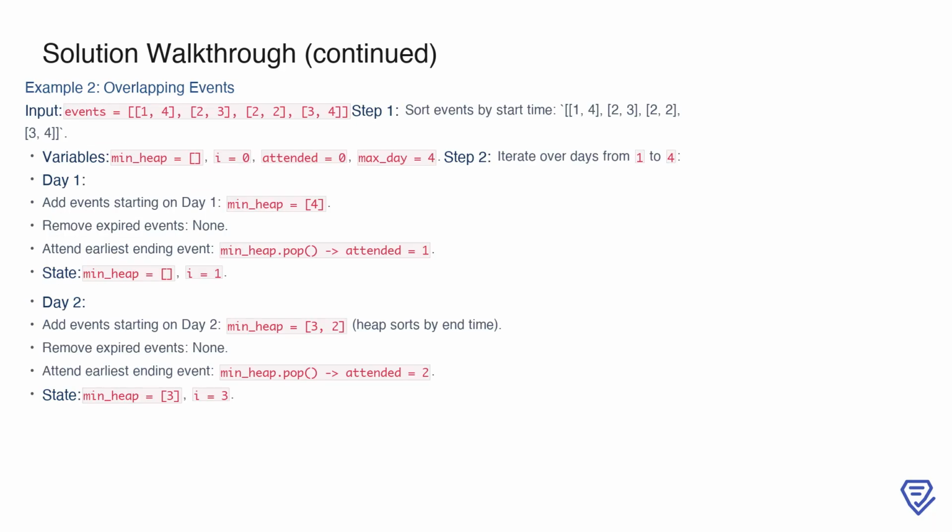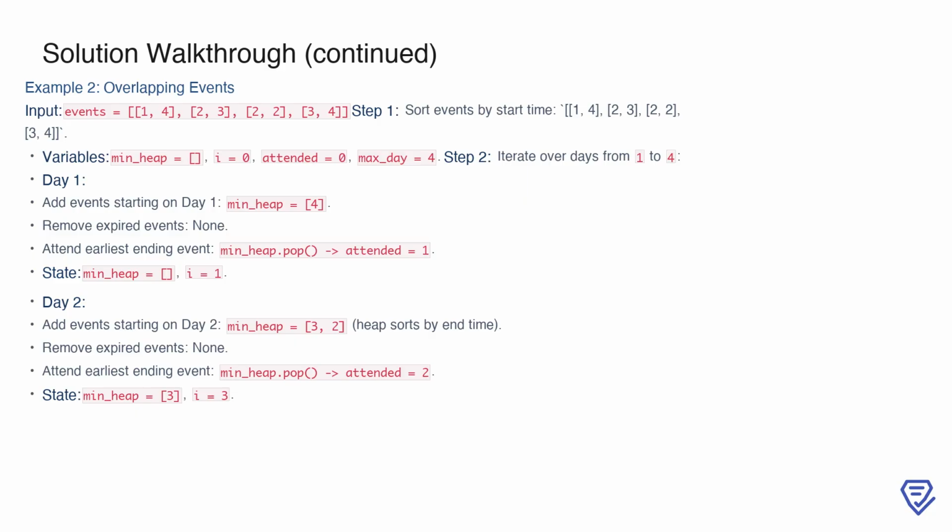Now, in the second example, the input events are [1, 4], [2, 3], [2, 2], [3, 4]. After sorting them by start time, they remain in the same order. We initialize our variables again: an empty min_heap, I at 0, attended at 0, and max_day is 4 since the latest event ends on day 4. Starting from day 1, we add the event beginning on this day to the heap, so min_heap becomes [4]. With no expired events, we attend the earliest ending event, popping 4 from the heap and incrementing attended to 1. The heap is now empty, and I is updated to 1.